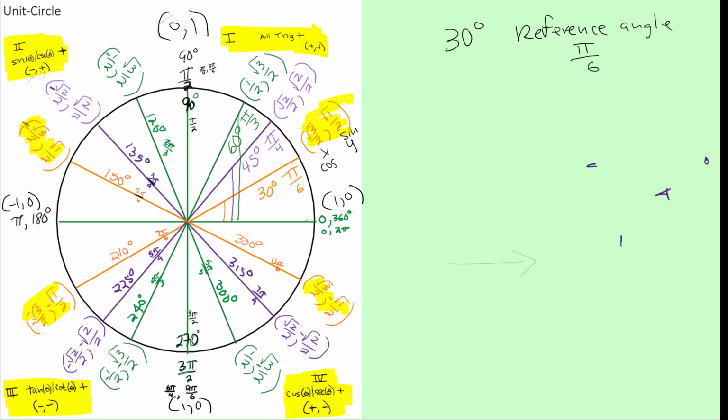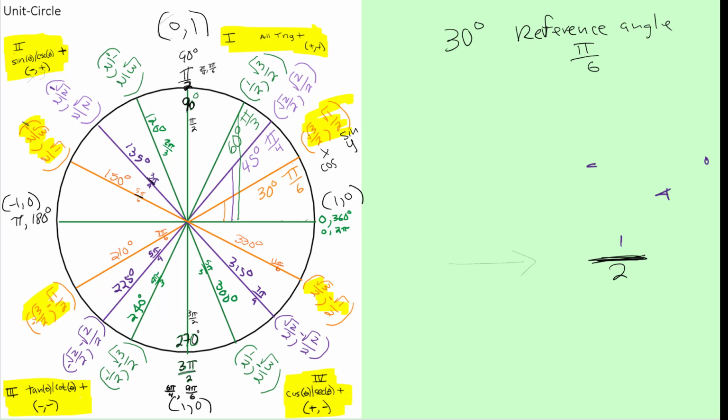Except for at the axes, all of the rest of them have 2 as the denominator. So you don't really have to memorize that. If you know, well, I guess that's kind of memorizing. But then look at this pattern.